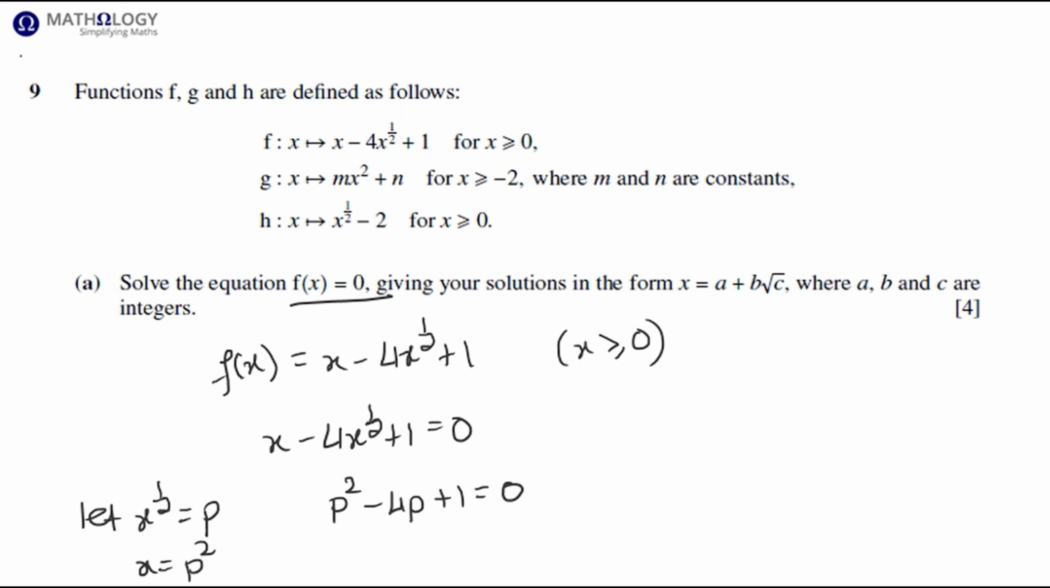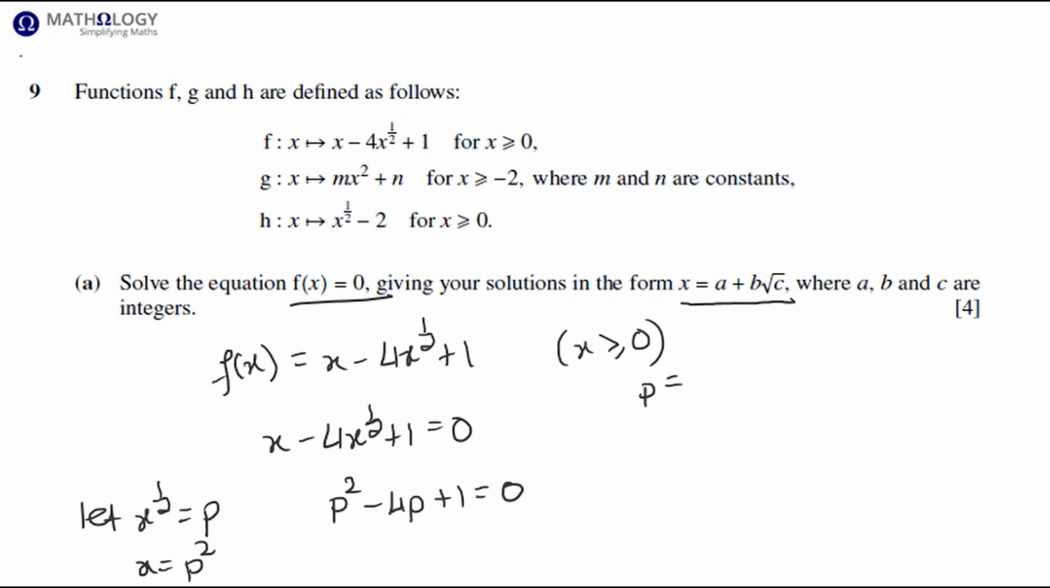Now this should be a very big hint over here. The fact that you have to write the solution in this form, x equals a plus b root c, means that you're not going to get a nice neat integer value for p, right? You're going to get an irrational solution. So we know that this is not going to factorize, so we're just going to use the quadratic formula.